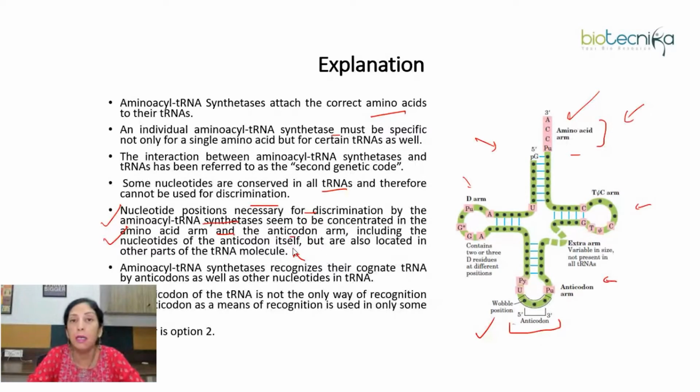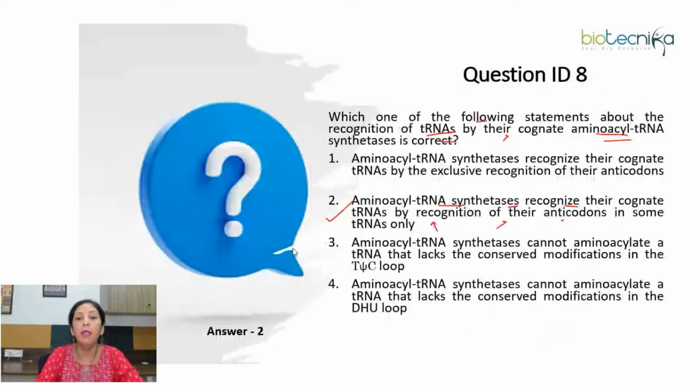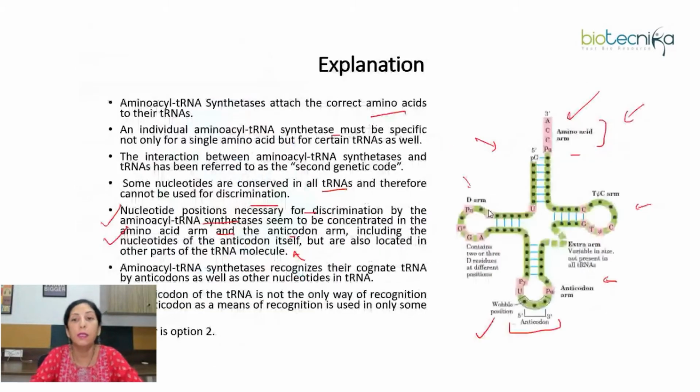Let us take the example of serine. Six codons are available for serine, so six anticodons would be there. That means six tRNAs would be there, and those are all iso-accepting tRNAs. So how will one aminoacyl synthetase be able to recognize all the tRNAs which have different anticodons? I hope you got the idea of why option 2 should be the right answer. Now let us move to our next question.